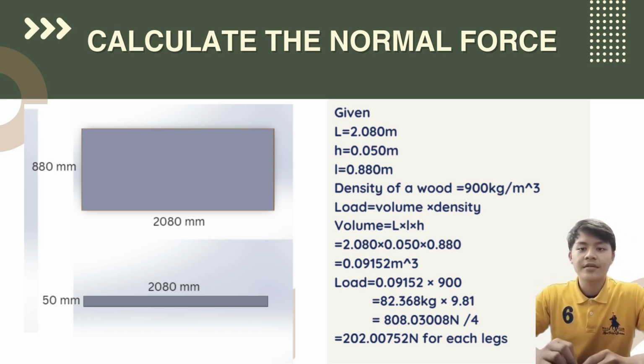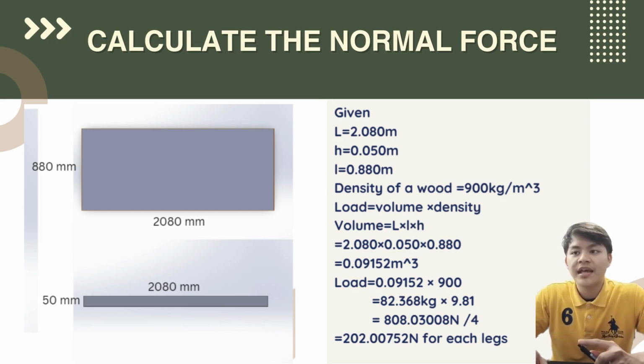So the first step we need to calculate is the normal force that has been applied to each of the workbench legs. We are given the length as 2.080 meter and 0.880 meter, and the height is 0.050 meter. In order to calculate the force, we need to calculate the load, which is volume multiplied by the density. In order to get the volume, we multiply the length, width and height, and we get 0.09152 meter to the power of 3.